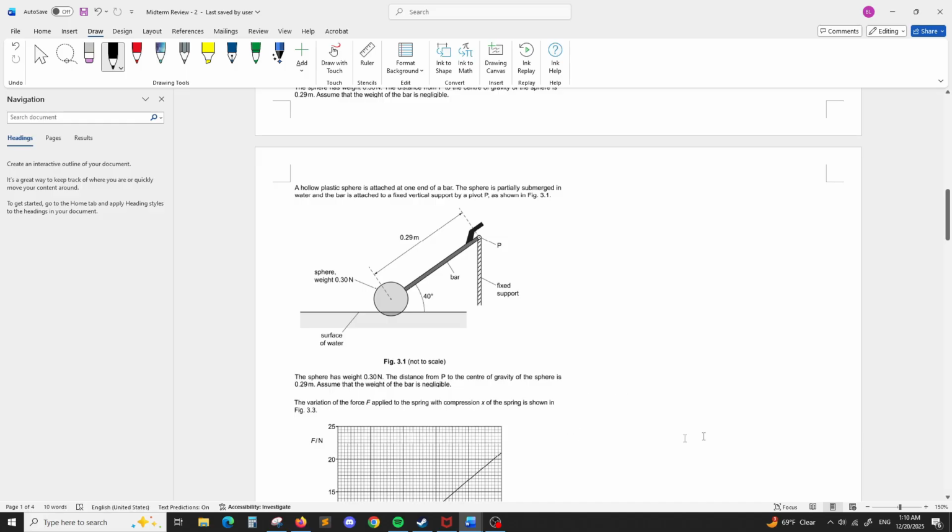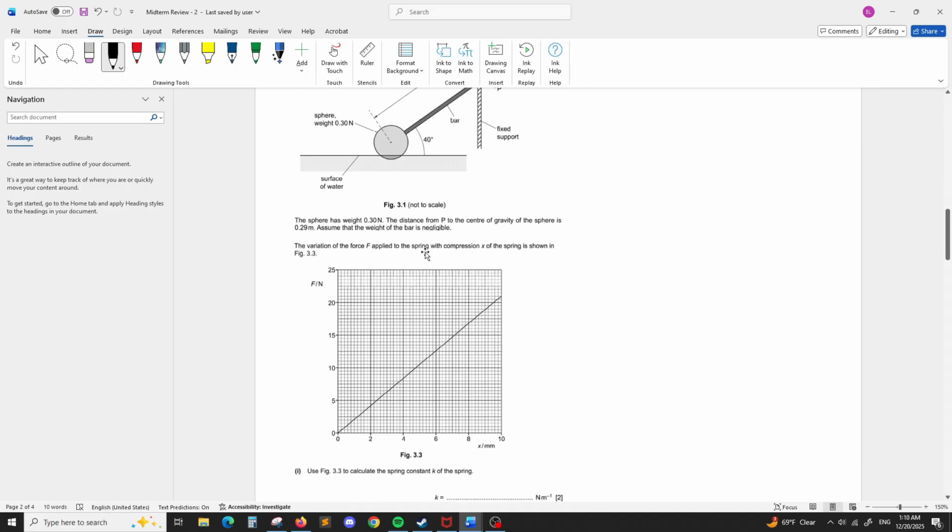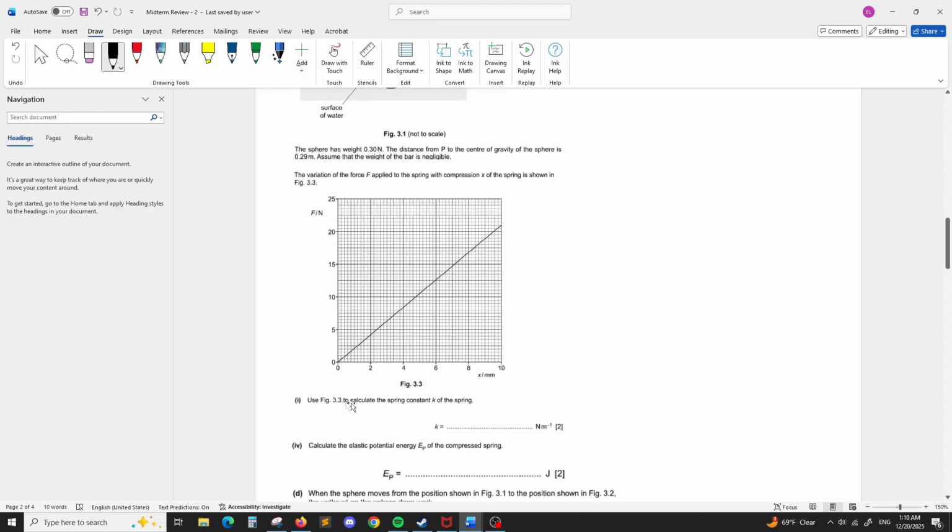The variation of the force applied to the spring with compression x is shown. Calculate the spring constant k. Alright, so to calculate the spring constant k, you have to know that k is newtons over meters basically. And this is in millimeters. You have to notice this during the exam. So in this case, k is actually going to be the slope of this line.